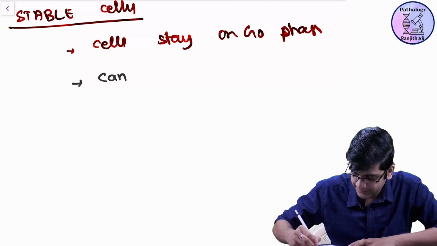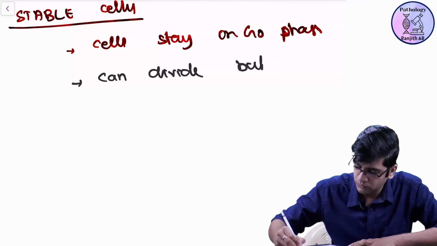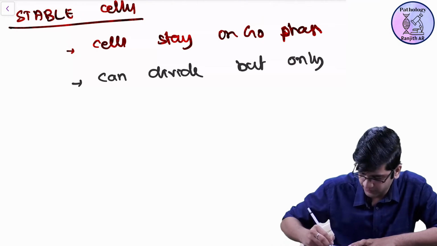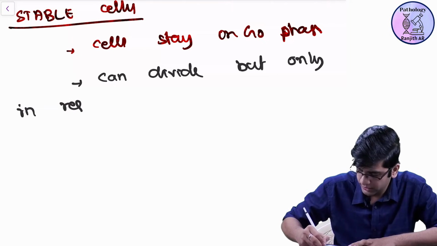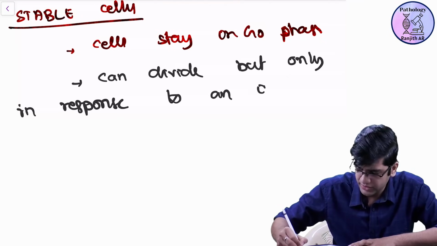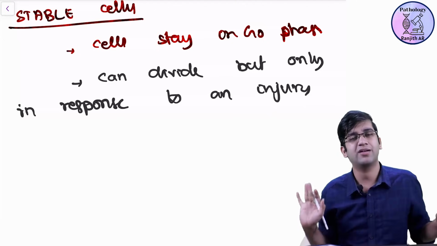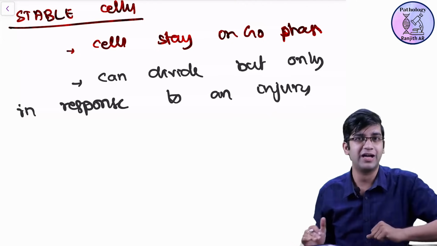They can divide, but only in response to injury. Only in response to an injury are they going to divide. Otherwise, they don't divide. They are always in the resting phase, sitting there. No problem will happen, right?